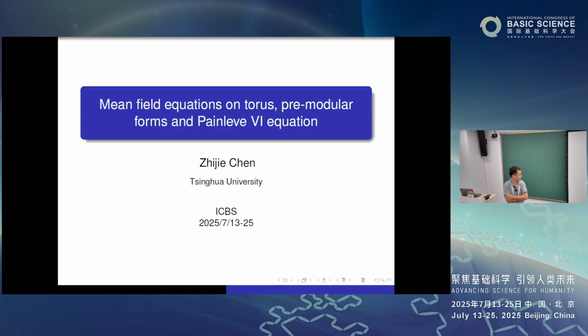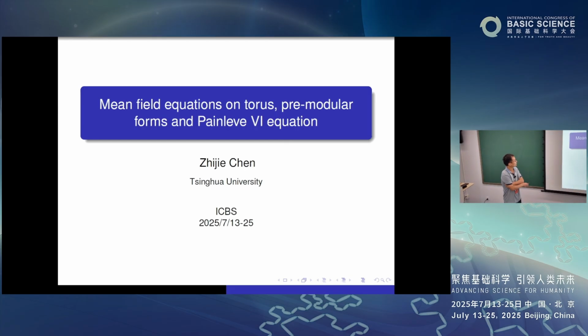Thanks very much for the invitation and the introduction. So today I will talk about the mean field equation on torus. It is an elliptic equation, and I want to introduce its connection with pre-modular forms from number theory and the Painleve VI equation from integrable systems. This talk is mainly based on joint papers with Professor Chang Shoulin from Taiwan University.